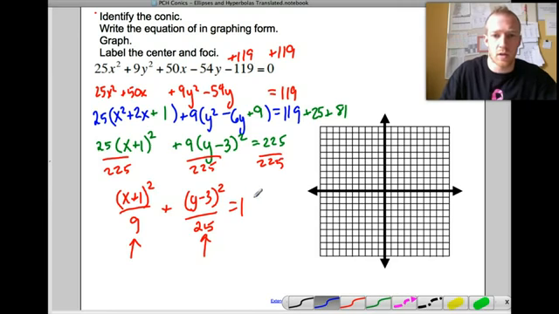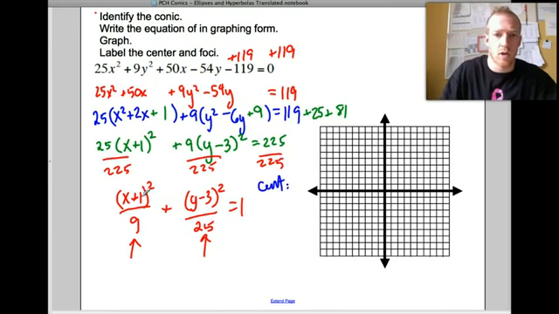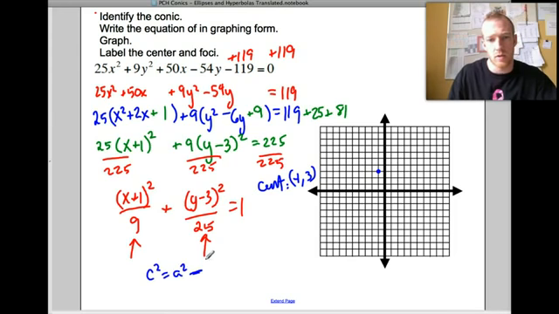So our center is going to be at the opposites of these numbers, so it's negative 1, positive 3. Negative 1, up 3. There's the center of our ellipse. And then the foci we need to find, which satisfy this relationship: c squared equals a squared minus b squared. Now since this is bigger, it's going to be an up-and-down ellipse. And this is going to equal 25 minus 9 is our c squared, so that equals 16, so c equals 4.